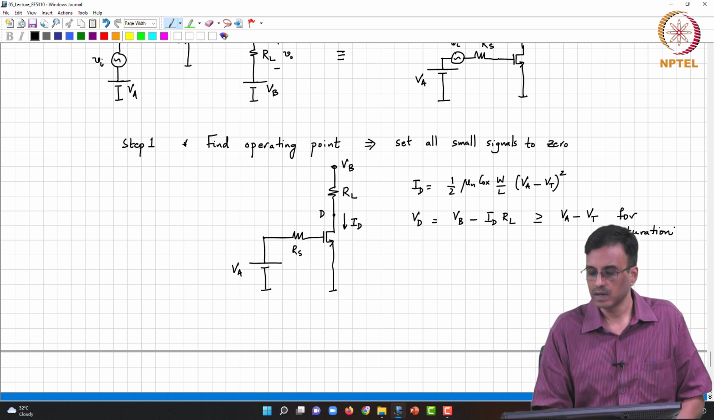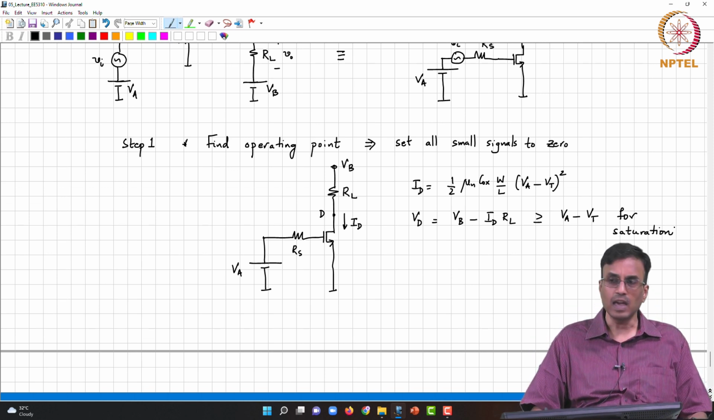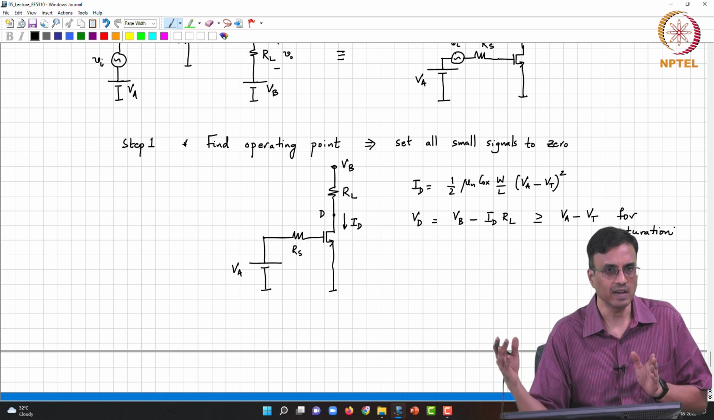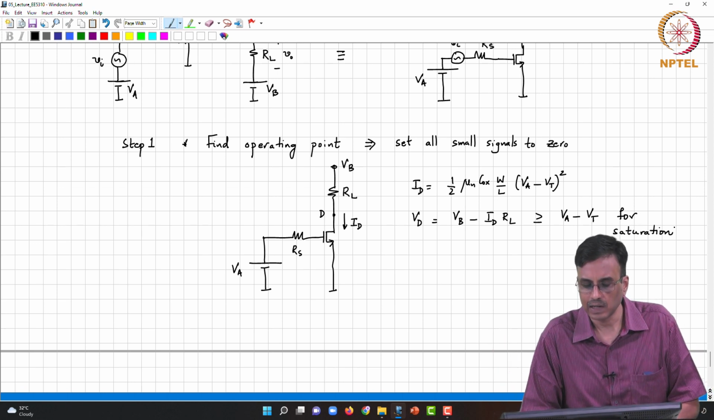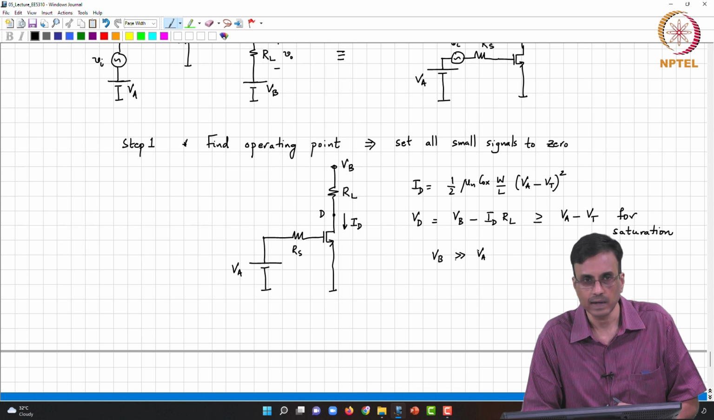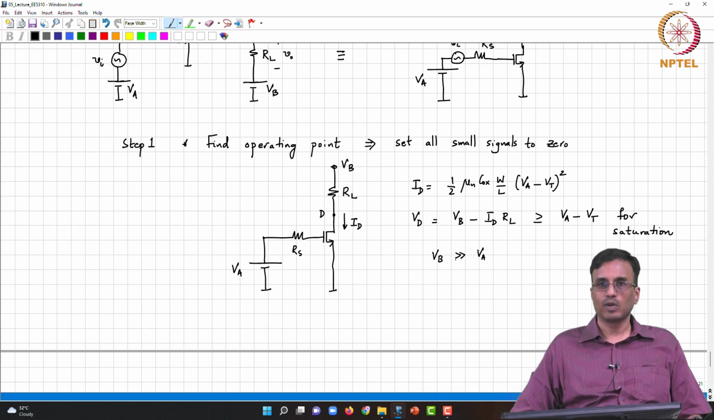So, now can you tell me in practice which do you think will be larger, VA or VB? Ideally, what comment can we make about VB? Should it be very large compared to VA or very small compared to VA? Large, why? You want to make sure that the transistor is as deep in saturation as possible. So, for all practical purposes, VB is going to be hopefully much larger than VA, correct. So, now staring at the circuit, one can say there is obviously an inefficiency in the circuit, and what is that?